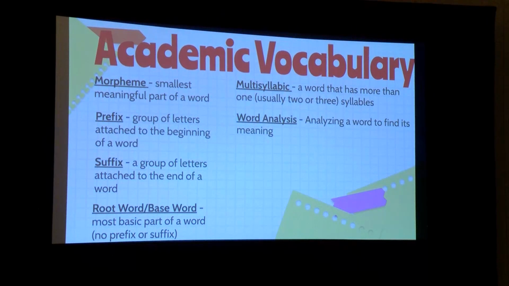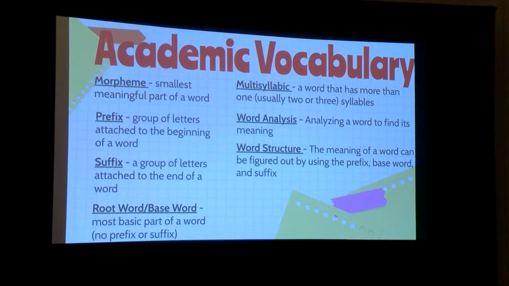And the meat of what we're going to be talking about today is word analysis, and we're going to learn how to analyze a word to find the meaning. And in order to analyze the word, we need to know how a word is structured. So we can do this by finding a meaning of the word by using the prefix, the base word, and the suffix. If you look at the example, you can see that desire is going to be our base word. It's the most basic part of the word, and we added un and able at the end to change the meaning of the word to undesirable.